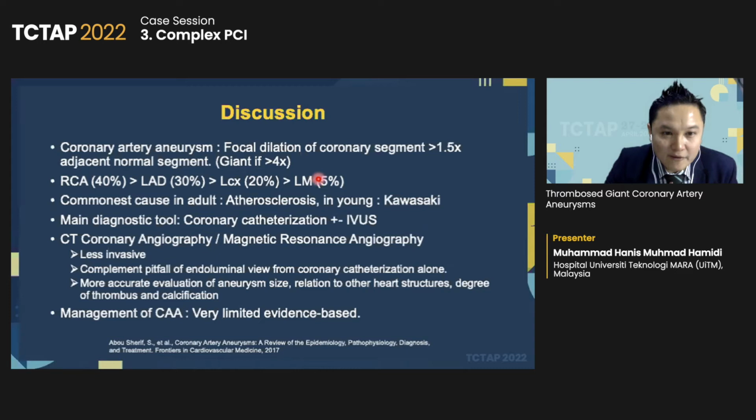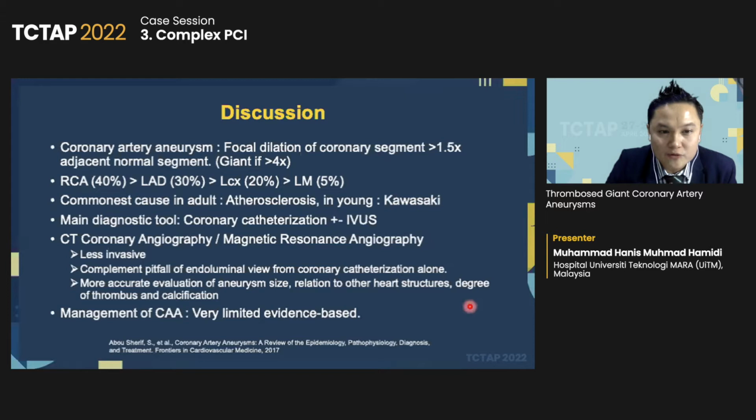Invasive coronary angiography remains the method of choice for diagnosis and evaluation of coronary aneurysm. However, invasive angiography consists only of an endoluminal view, where the presence of intraluminal thrombus causing total occlusion, like in this case, causes a pitfall in the assessment of the aneurysm. A CT coronary angiography can complement this by providing a more accurate evaluation of the aneurysm size and its relationship to other surrounding structures. It can also determine the degree of thrombus and calcification of the aneurysms.